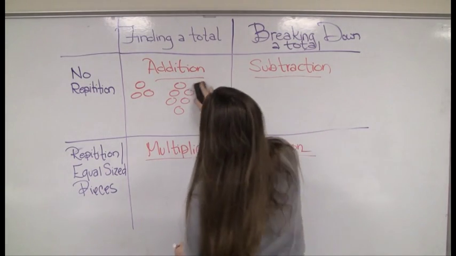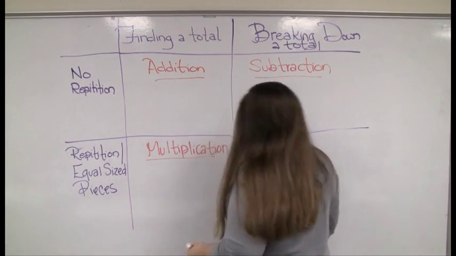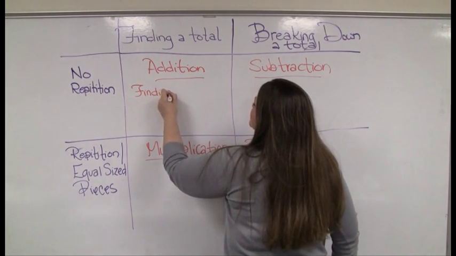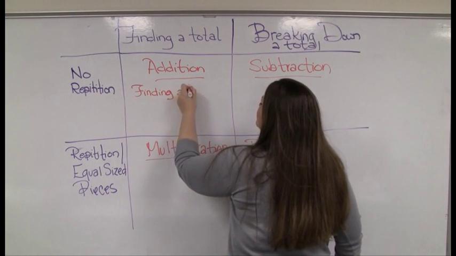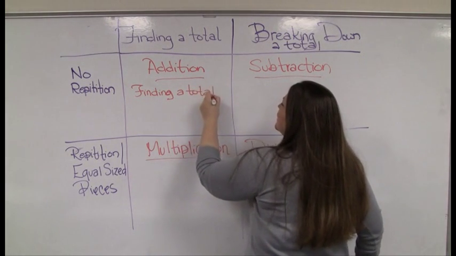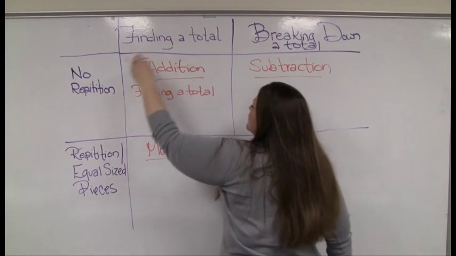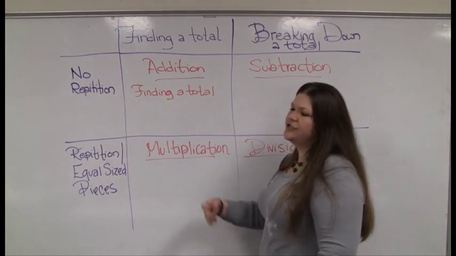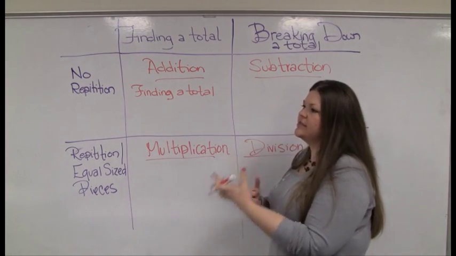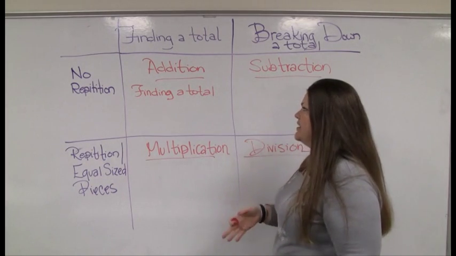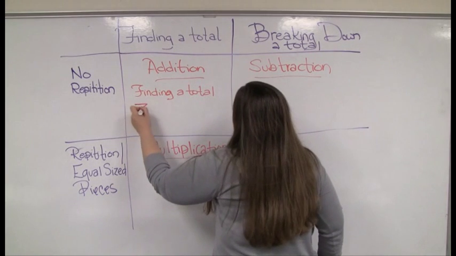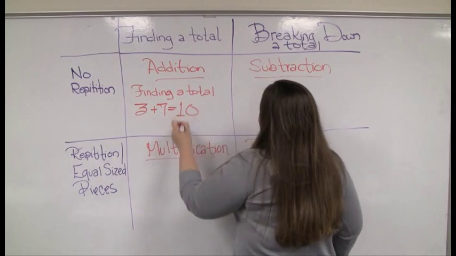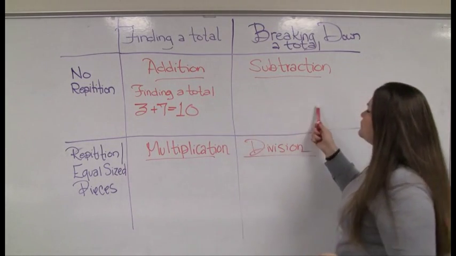Okay? So, finding a total, and you're going to notice that I have finding a total here and I have no repetition here. That's because to add, Johnny and Tina, they don't need to have the same number of candies. It doesn't matter how many they have. If you remember, I said he had 3 and she had 7. And that, of course, would total 10.